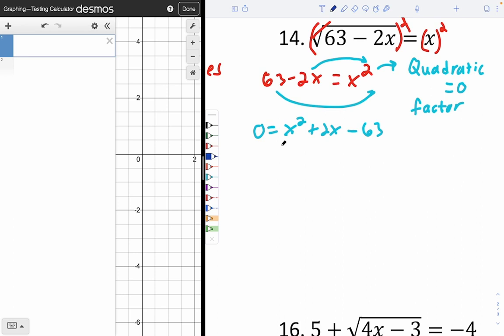So it's equal to 0 now. Now I can factor it. So to factor it, my a value is 1, b is 2, c is negative 63, and then I make my factor table.